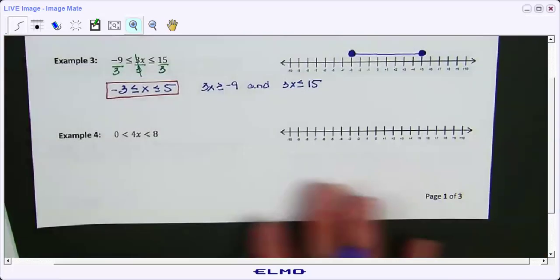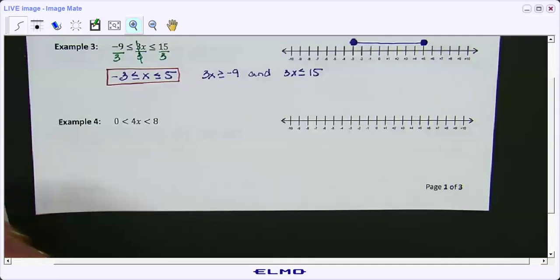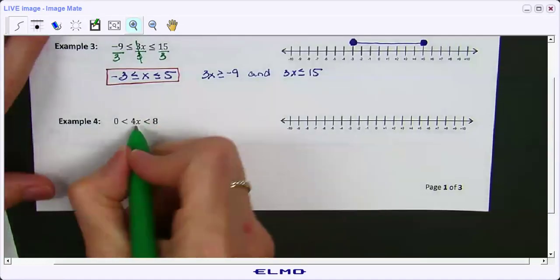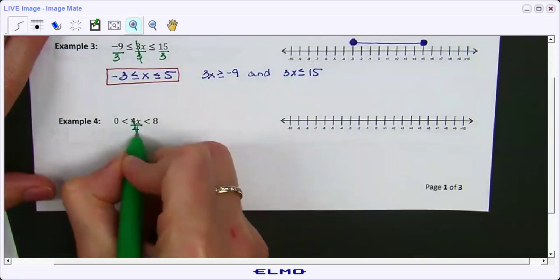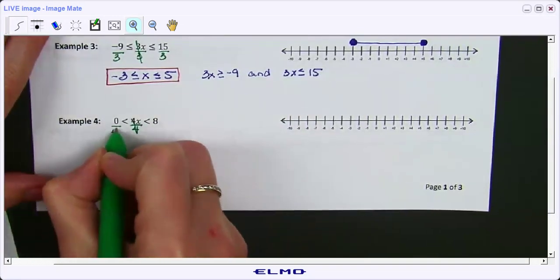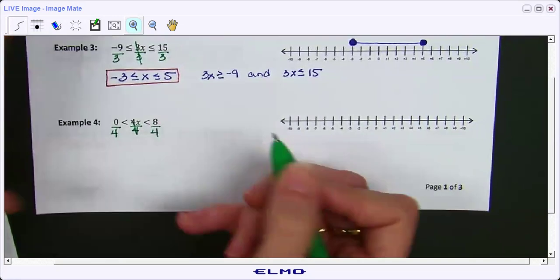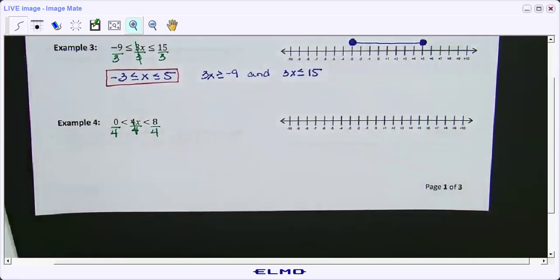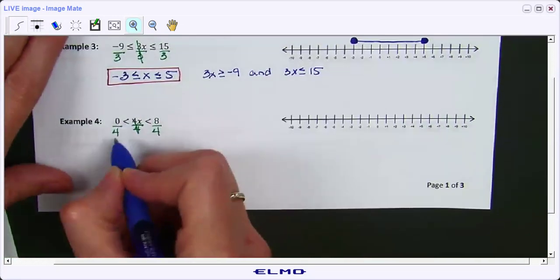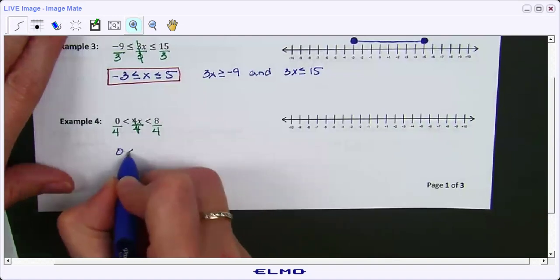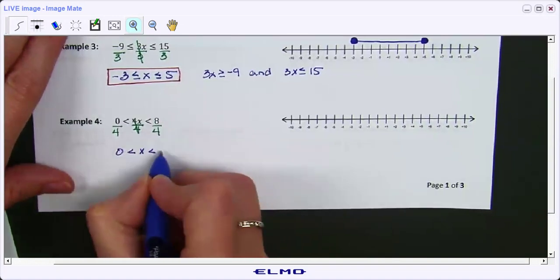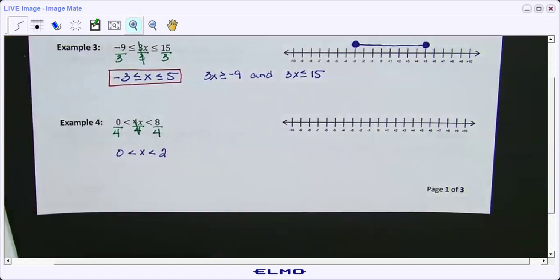All right, let's go to example 4. Here, remember that we're isolating the x in the middle, and whatever we do to the middle of the compound inequality, we have to do to both sides. So I have to divide by 4 to isolate my x. That means I'm going to divide the left and the right by 4 as well. So 0 divided by 4 is 0. 8 divided by 4 is 2.